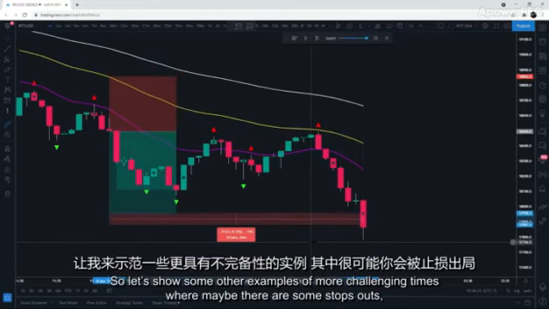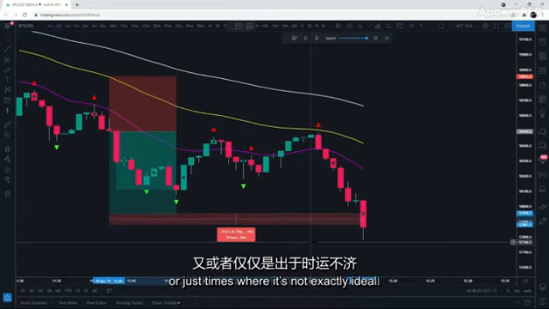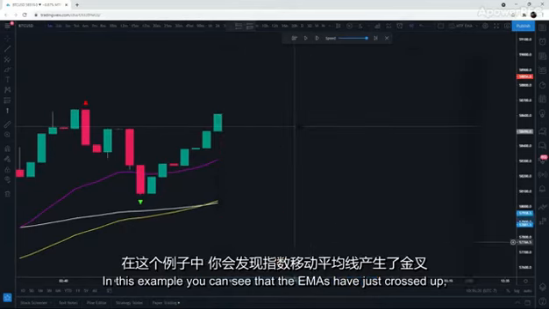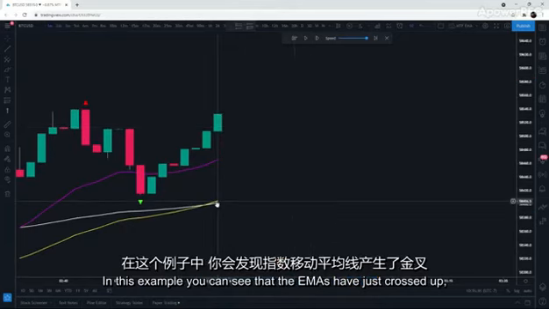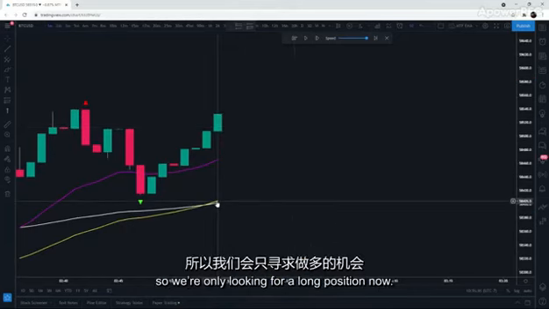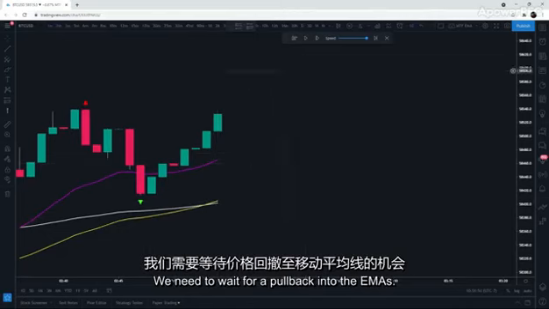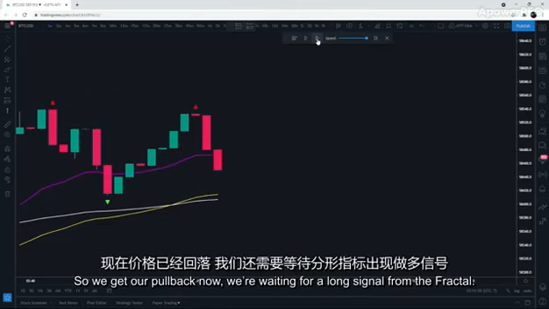So let's show some other examples of more challenging times where maybe there are some stop outs or just times where it's not exactly ideal. In this example, you can see that the EMAs have just crossed up, so we're only looking for a long position now. We need to wait for a pullback into the EMAs. So we get our pullback. Now we're waiting for a long signal from the fractal.